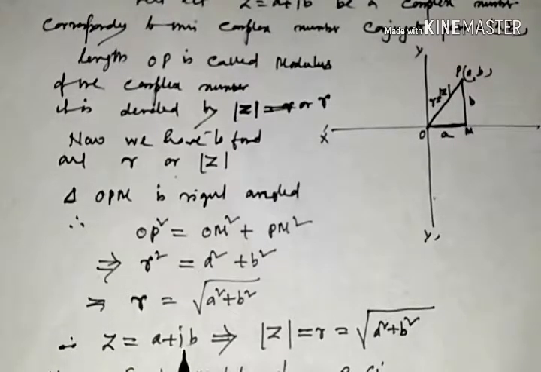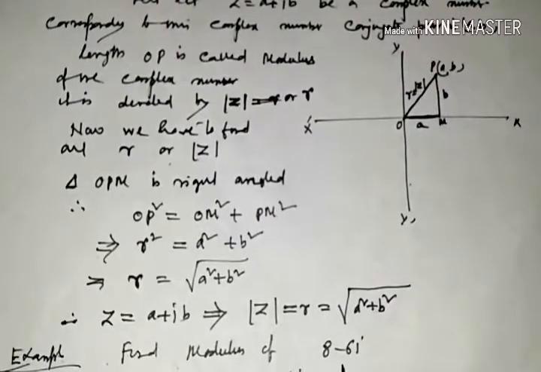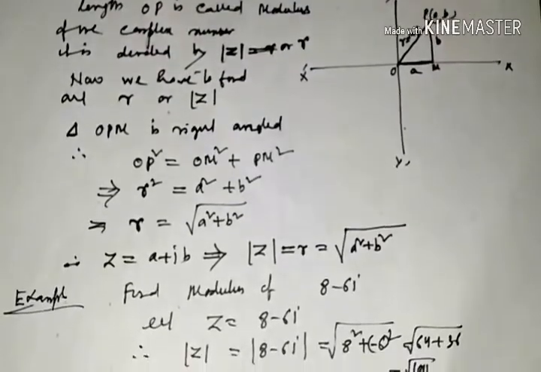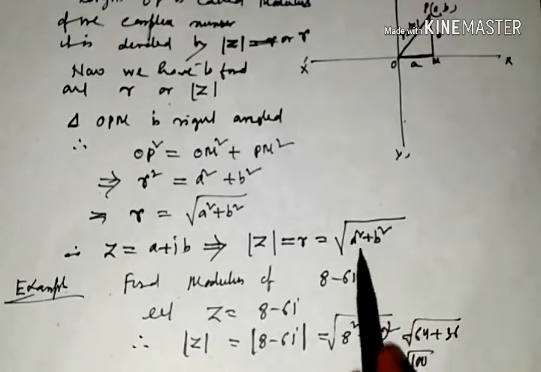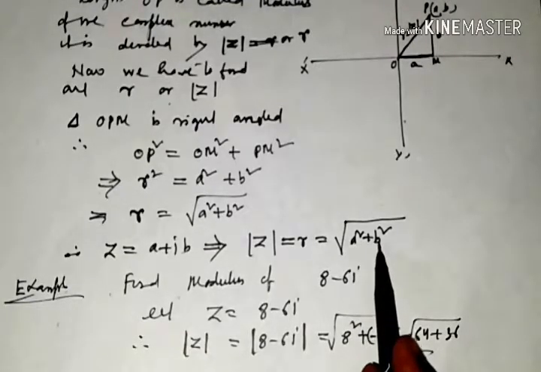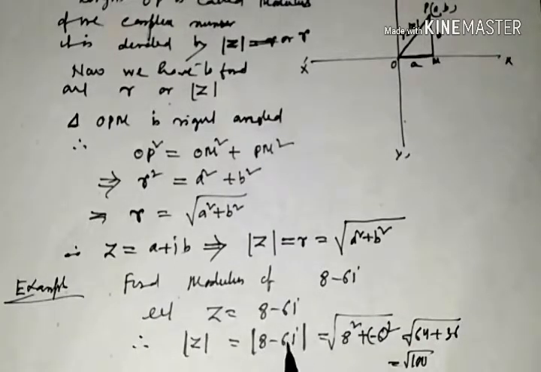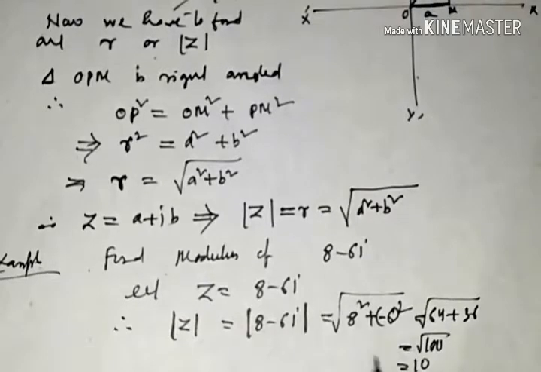Therefore, we can write z is equal to a plus ib implies modulus of z, or r, is equal to root over a square plus b square. Now, here is an example: find the modulus of 8 minus 6i. Let z is equal to 8 minus 6i, therefore modulus of z is modulus of 8 minus 6i, and according to this formula it is the root of real part square plus imaginary part square. Here the real part is 8, so 8 square, and the imaginary part is minus 6, so minus 6 square. Therefore 64 plus 36 is 100, and the root is 10. This is the modulus of the complex number 8 minus 6i.